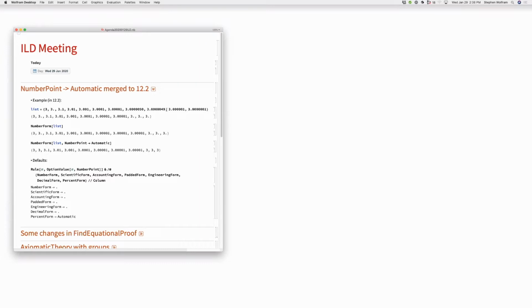So it effectively removes the point when there is no decimal after it. I think this is very good. And the defaults? Thinking. For sure, PercentForm to automatic. Yes, it was already doing this. I think ScientificForm should be automatic as well.